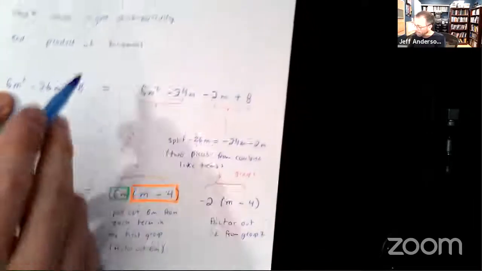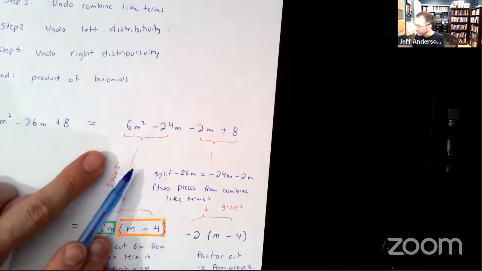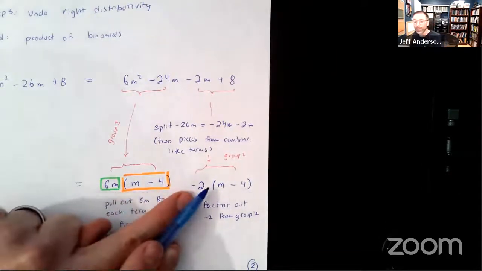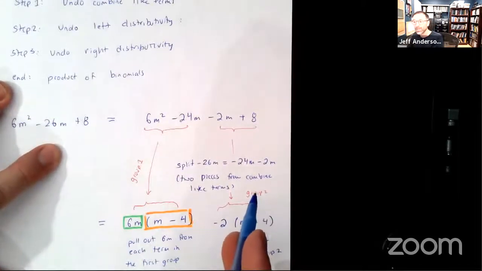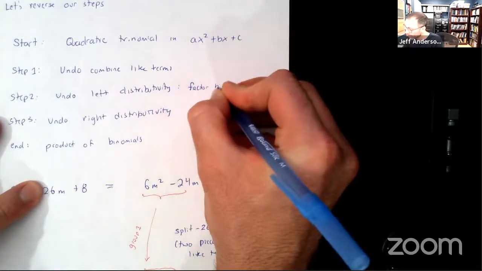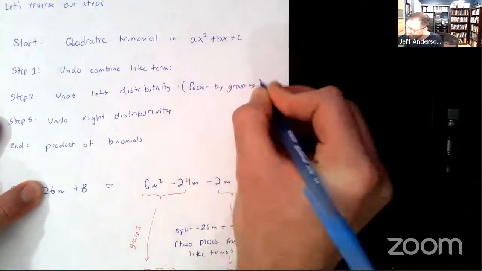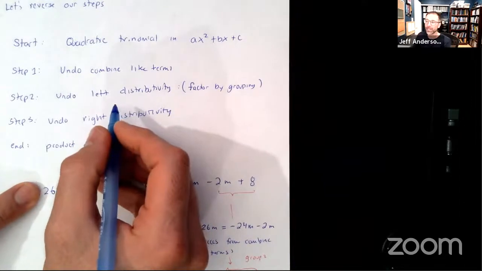So the first thing we did is undo combine like terms. The second thing we did is undo left distributivity, and we did that by grouping. In fact, we factored from the first group and we factored from the second group. We factored from groups. Many nerds do call this factor by grouping. So notice, factor by grouping is the inverse operation of left distributivity.